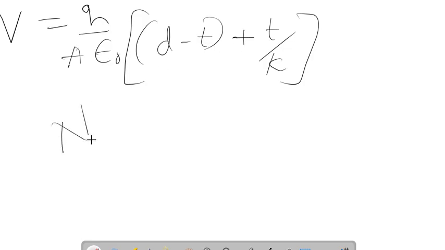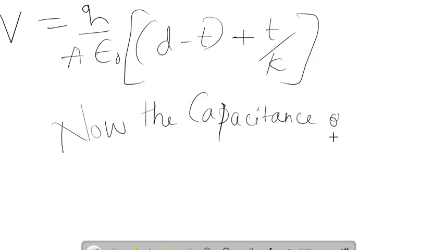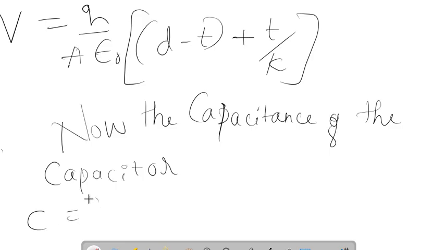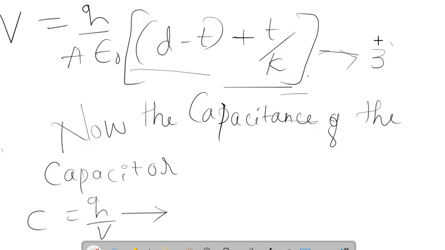Now the capacitance of the capacitor will become C is equal to Q by V. This is equation number 3. Now the capacitance of the capacitor, this is equation number 4, where V is equal to this expression.